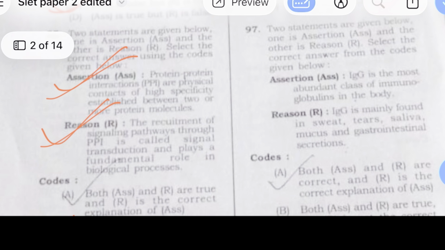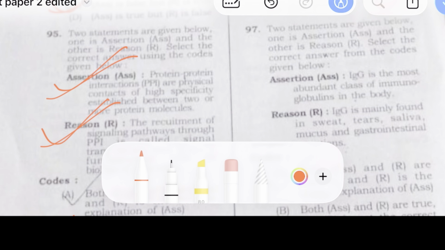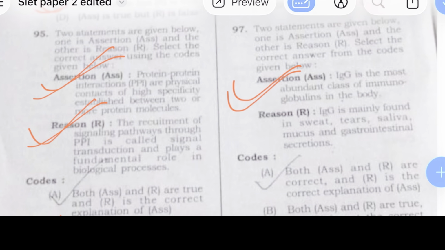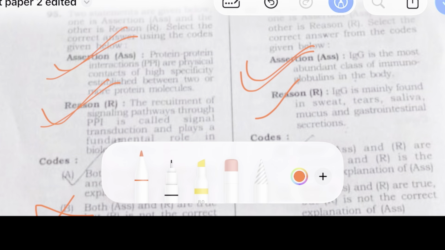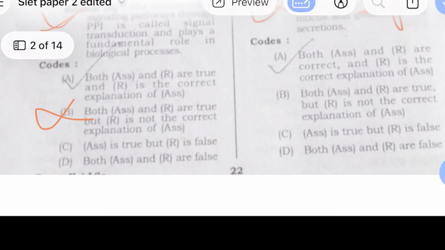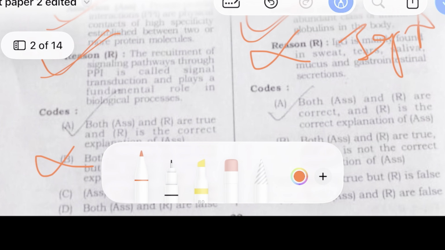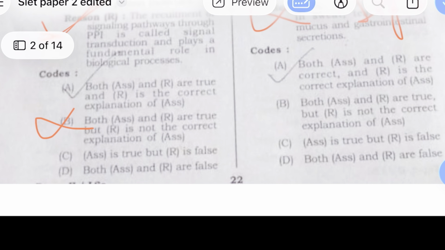Then next question. Immunoglobulin G is the most abundant class of immunoglobulin. Yes, it is very true. Assertion is true. And the reason is saying that IgG is present in secretions like sweat, saliva, etc. No, it is not at all true. Instead of IgG, it should be IgA. So your answer will be assertion is true and reason is false. So option C will be your correct answer.